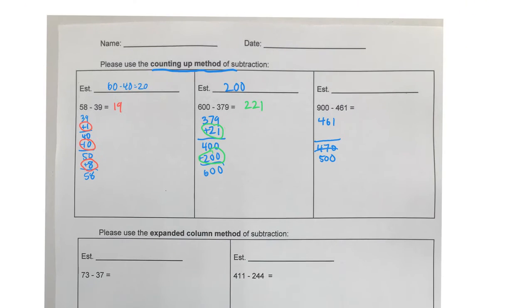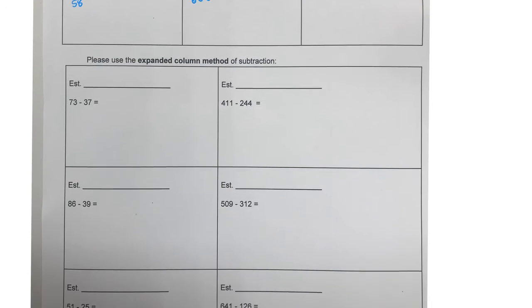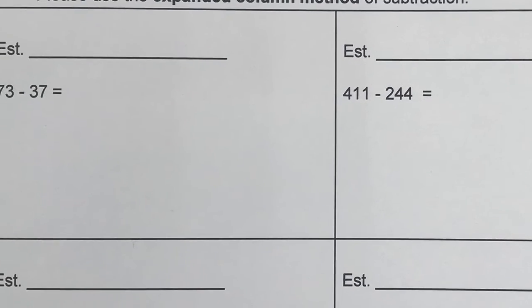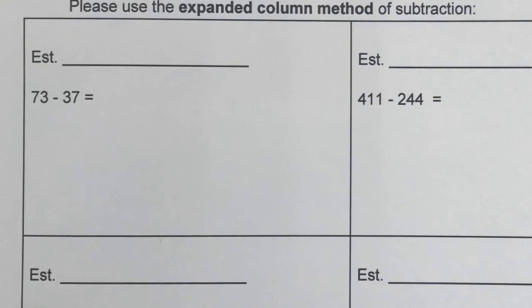Next method is expanded column. We'll have a look at just a couple of these, but this is a little bit slower, but we're really showing our thinking and our understanding of subtraction. So this is going to be close to 30, the answer. But now I need to do expanded column.